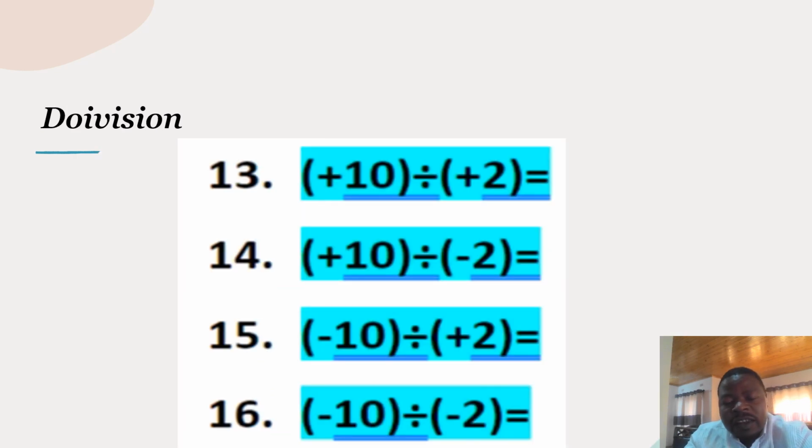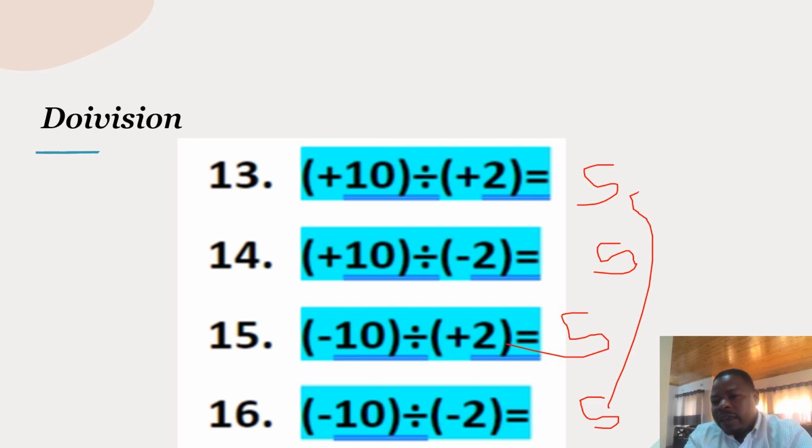Moving on to division, the same applies as in multiplication, whereby 10 divided by 2 is actually 5, and that does not change. But when we divide numbers with similar signs, the answer is going to be positive, whether they're similar being positive or similar being negative, as in number 16. So these 5 and these 5 are already okay. But then, as for these two, number 14 and 15, we are dividing numbers with different signs. So they're going to be negative.